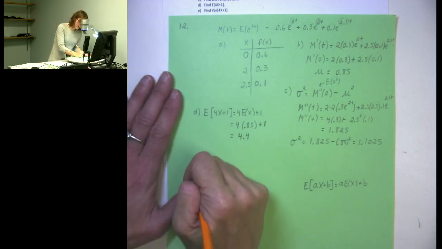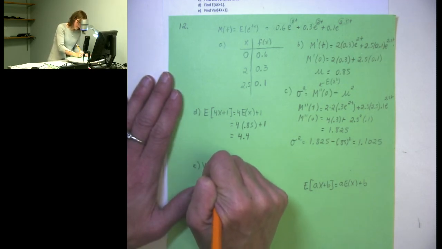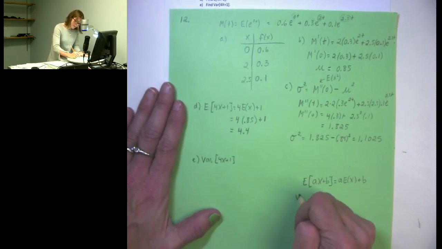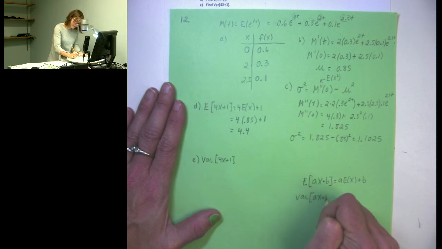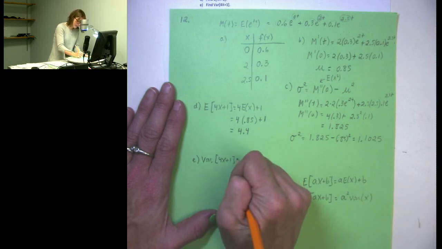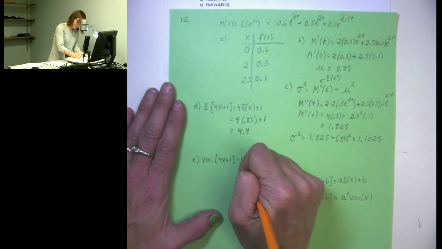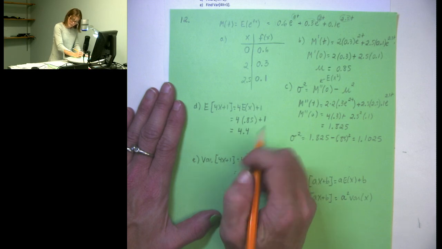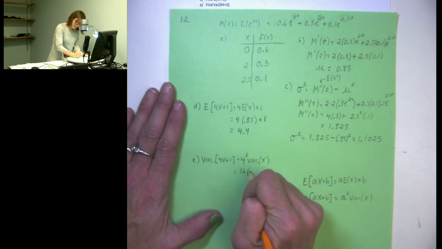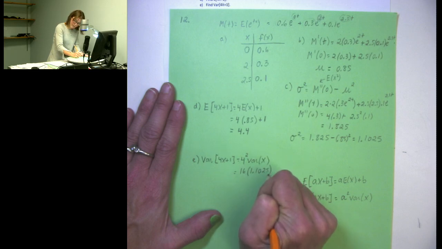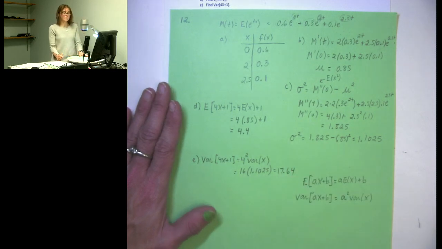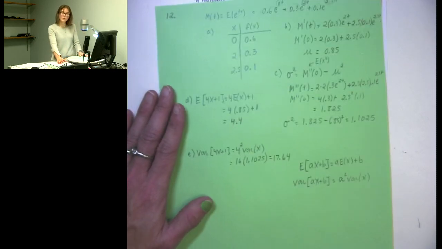And part E asks me to find the variance of 4x plus 1. If you remember, when I take the variance of ax plus b, that is equal to a squared times the variance of x. So this is going to be 4 squared times the variance of x. So that's going to be 16 times 1.1025, which gives me 17.64 as my variance for 4x plus 1. And that is the end of question 12.